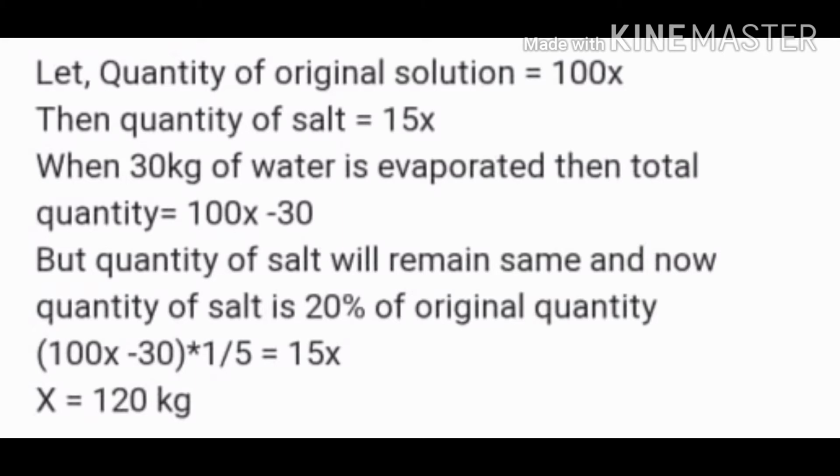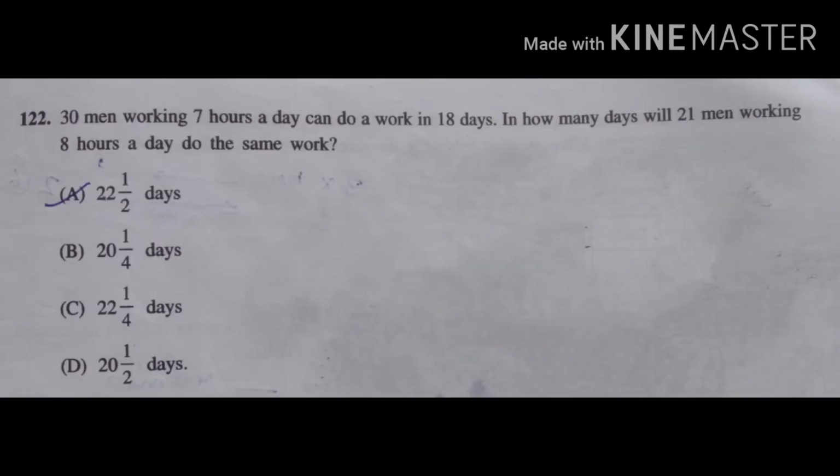Let the quantity of original solution be 100x. The quantity of salt is 15x. When 30 kg of water is evaporated, the total quantity is 100x minus 30. But the quantity of salt will remain the same, and now the quantity of salt is 20% of the new quantity. So put the values: (100x minus 30) into 1 upon 5 is equal to 15x. So x is equal to 120 kg. Option D is the correct option in this question.